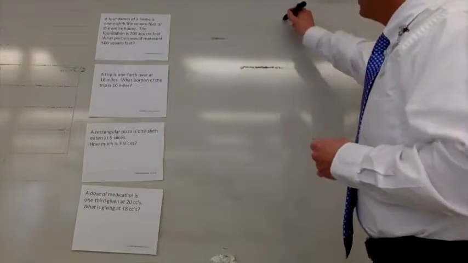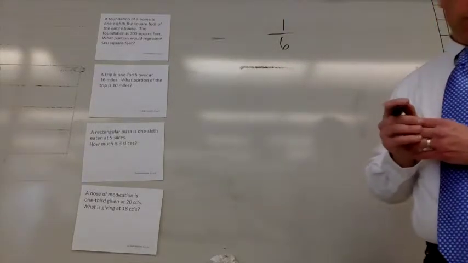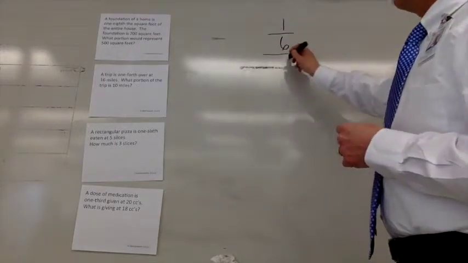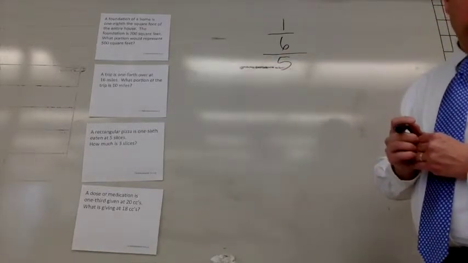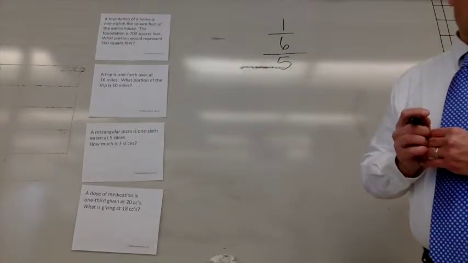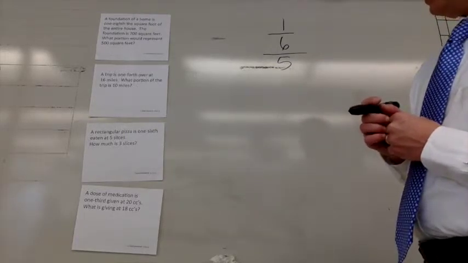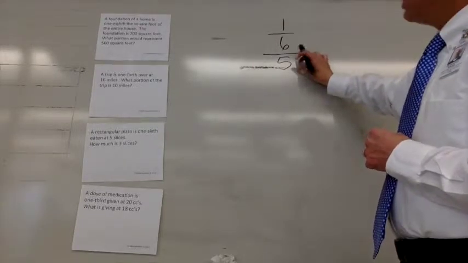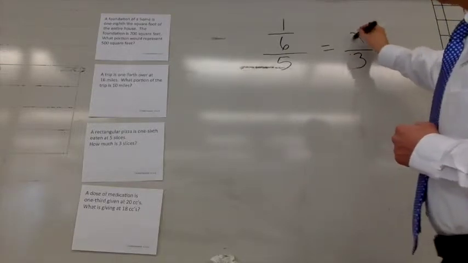Okay, so I have 1/6 of my pizza. And then we want to know if I took 5 slices, how are we going to go about doing this? So 1/6 of the pizza is equivalent to 5 pieces. So how much is 3 slices of the pizza?